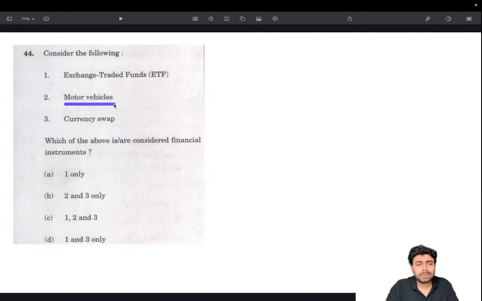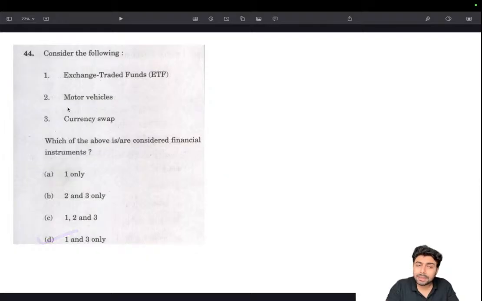Motor vehicles are actually physical assets, so they may have a financial value, and since they hold a value, we might be tempted, but we cannot say that they are financial instruments. They are physical assets only, so we can eliminate two. And currencies are obviously a financial instrument, so we'll arrive at the answer. Nothing more is needed. You don't need to overthink this.